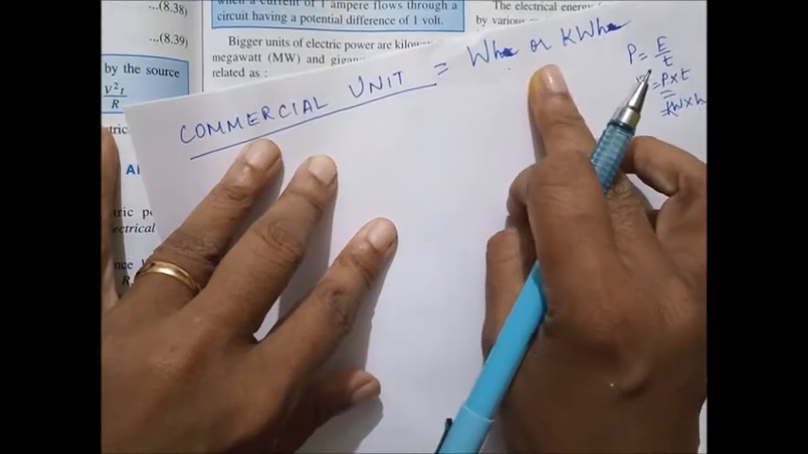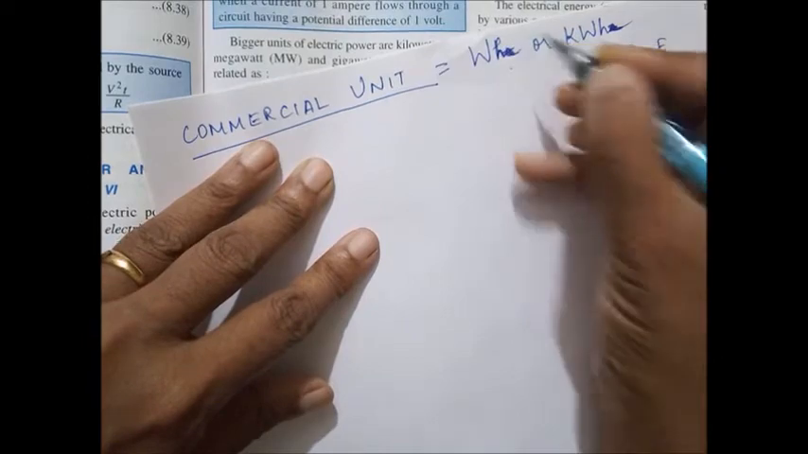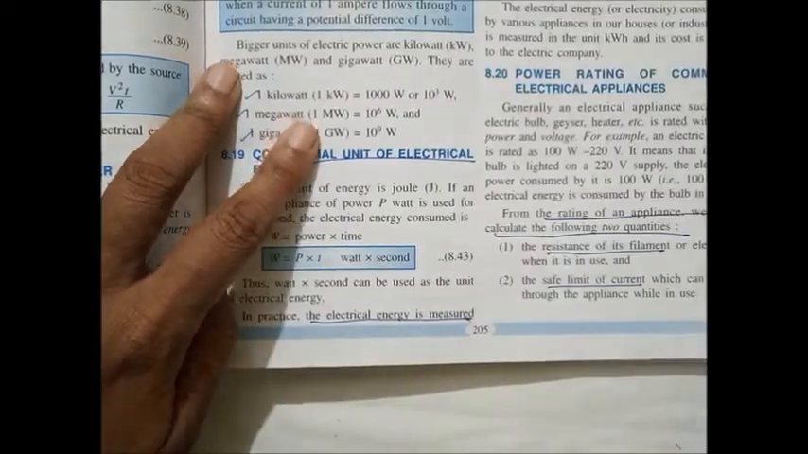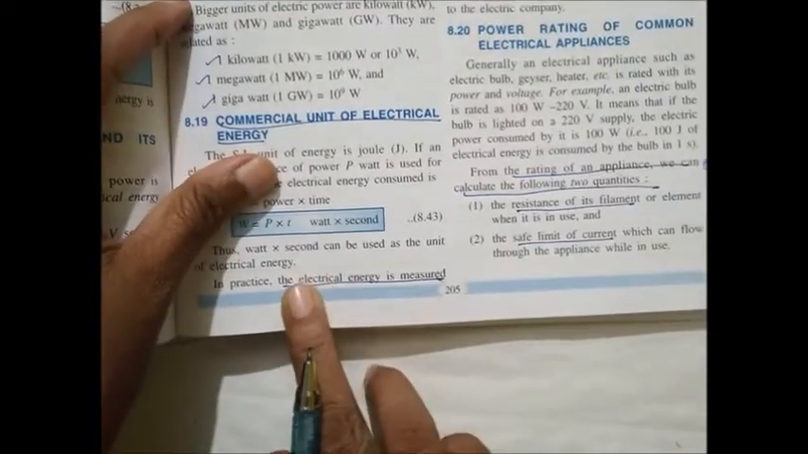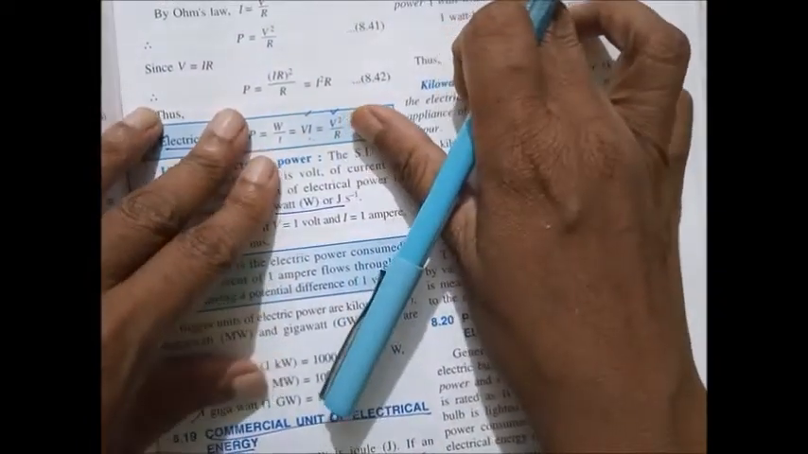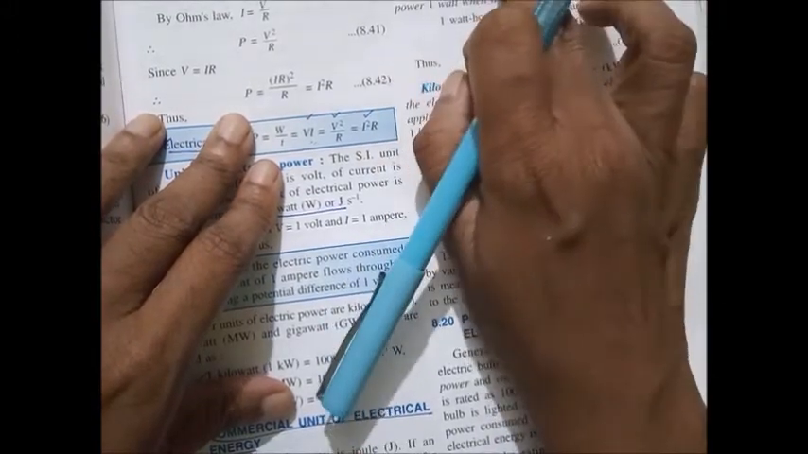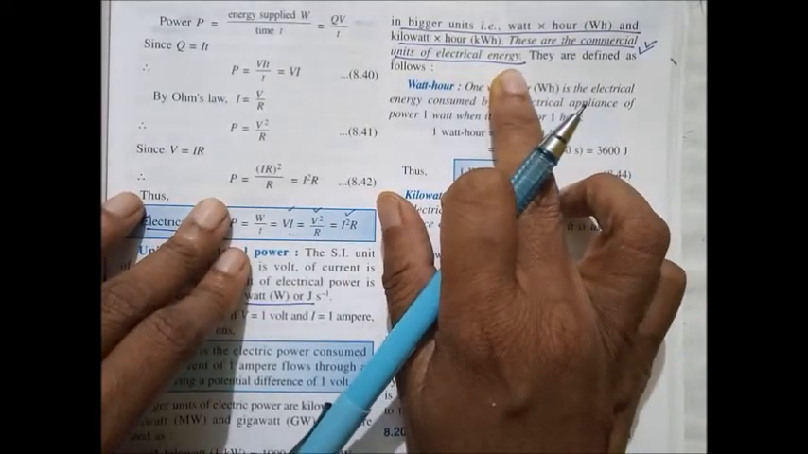These are not SI units, but these are called commercial units. For all calculation of electricity bill, these are the units that are generally used. Okay, so now you have to underline this. Electrical energy is measured in bigger units, that is watt hour, WH, and kilowatt hour. These are the commercial units of electrical energy.